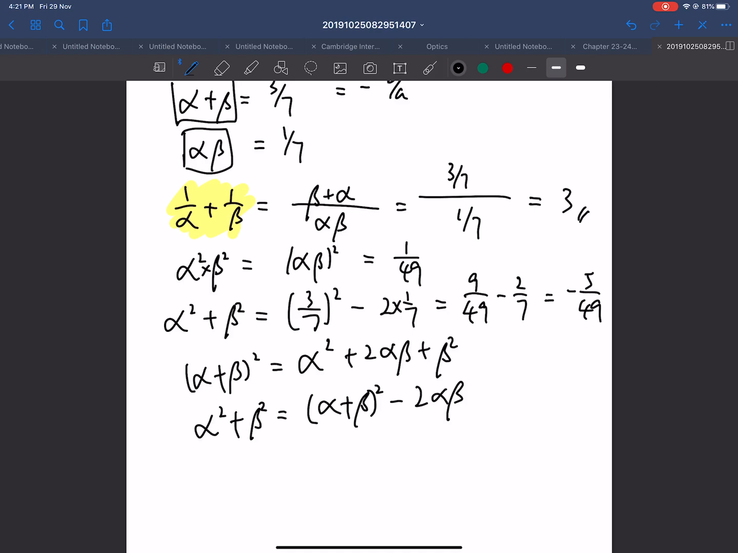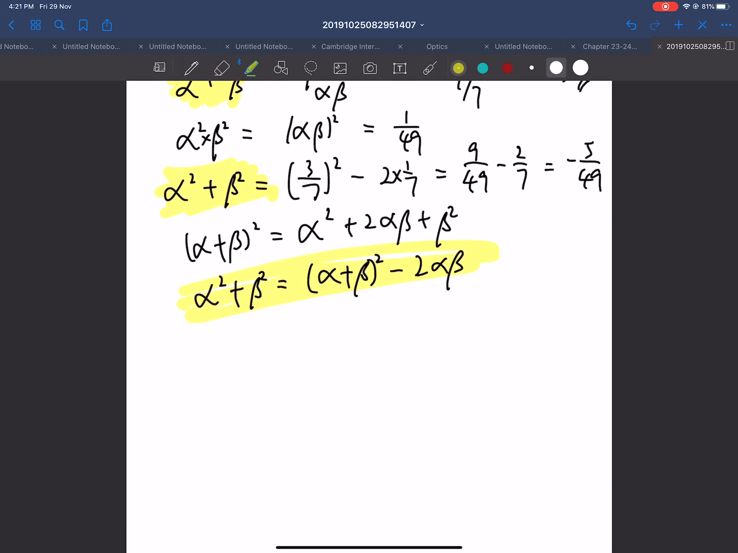This one you really need to remember. This is also commonly tested. This is level 2. 1 over alpha plus 1 over beta is level 1. Level 2 is alpha squared plus beta squared, and then let's go on to level 3. Of course, we can have alpha cube plus beta cube.